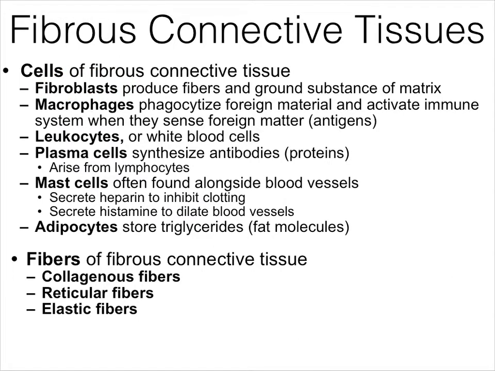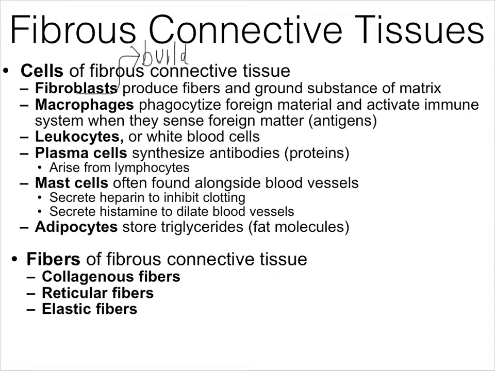Remember, blasts build. So fibroblasts build fibers. They're what makes the connective tissue. They produce fibers, collagen, elastin, reticular fibers, and they produce ground substance. So they build the extracellular matrix.